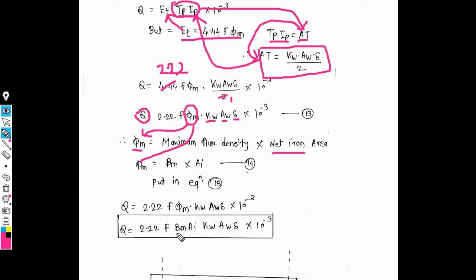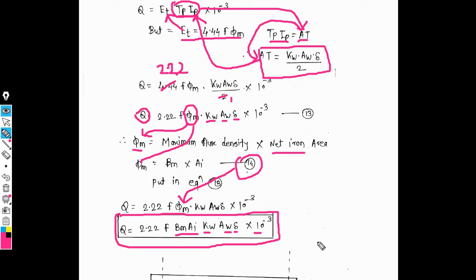The value of phi m is Bm into Ai. Put this value in phi m, into kW AW sigma into 10 raised to minus 6. And this is the final output equation of the single phase core type transformer. In this transformer we have to consider only one window, because it is a core type transformer.